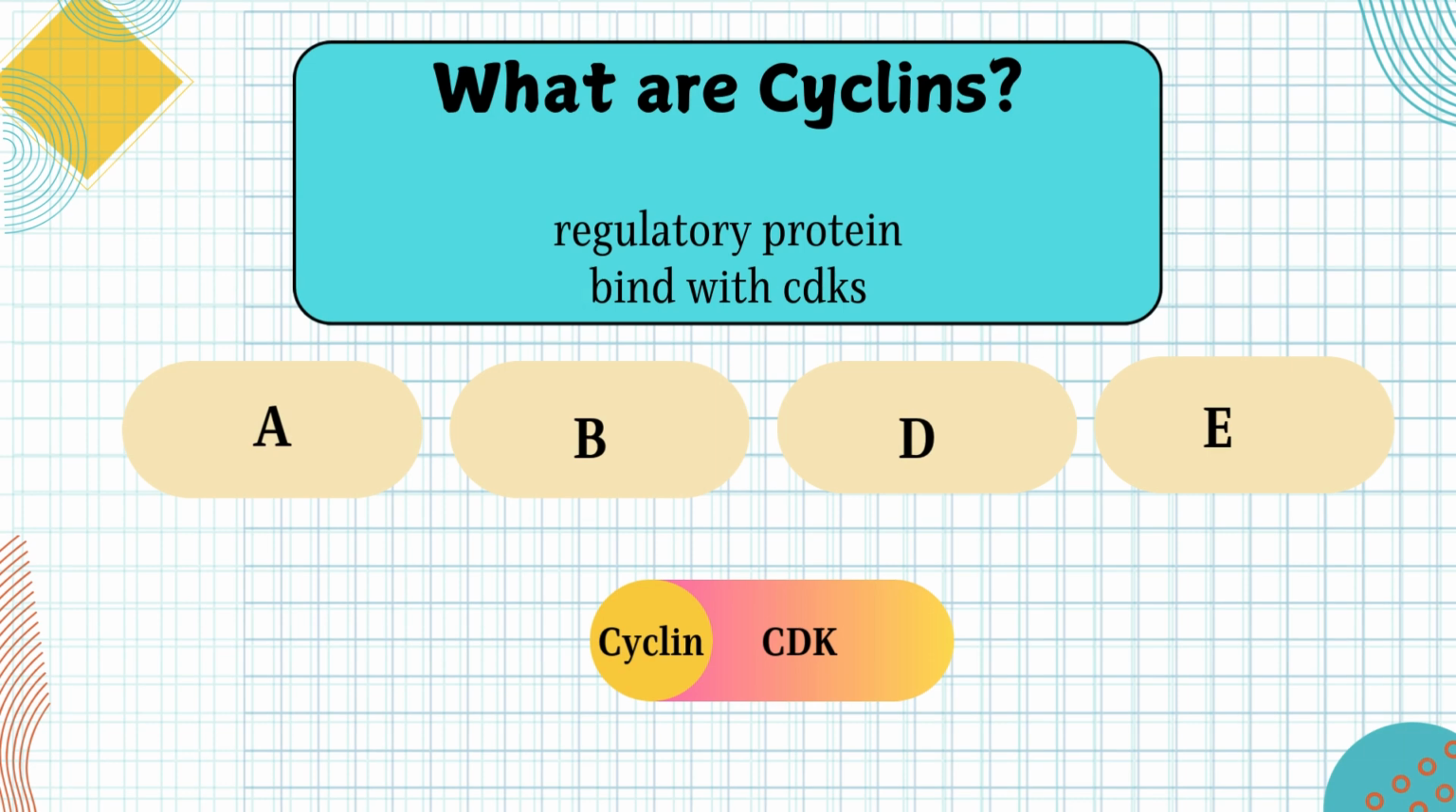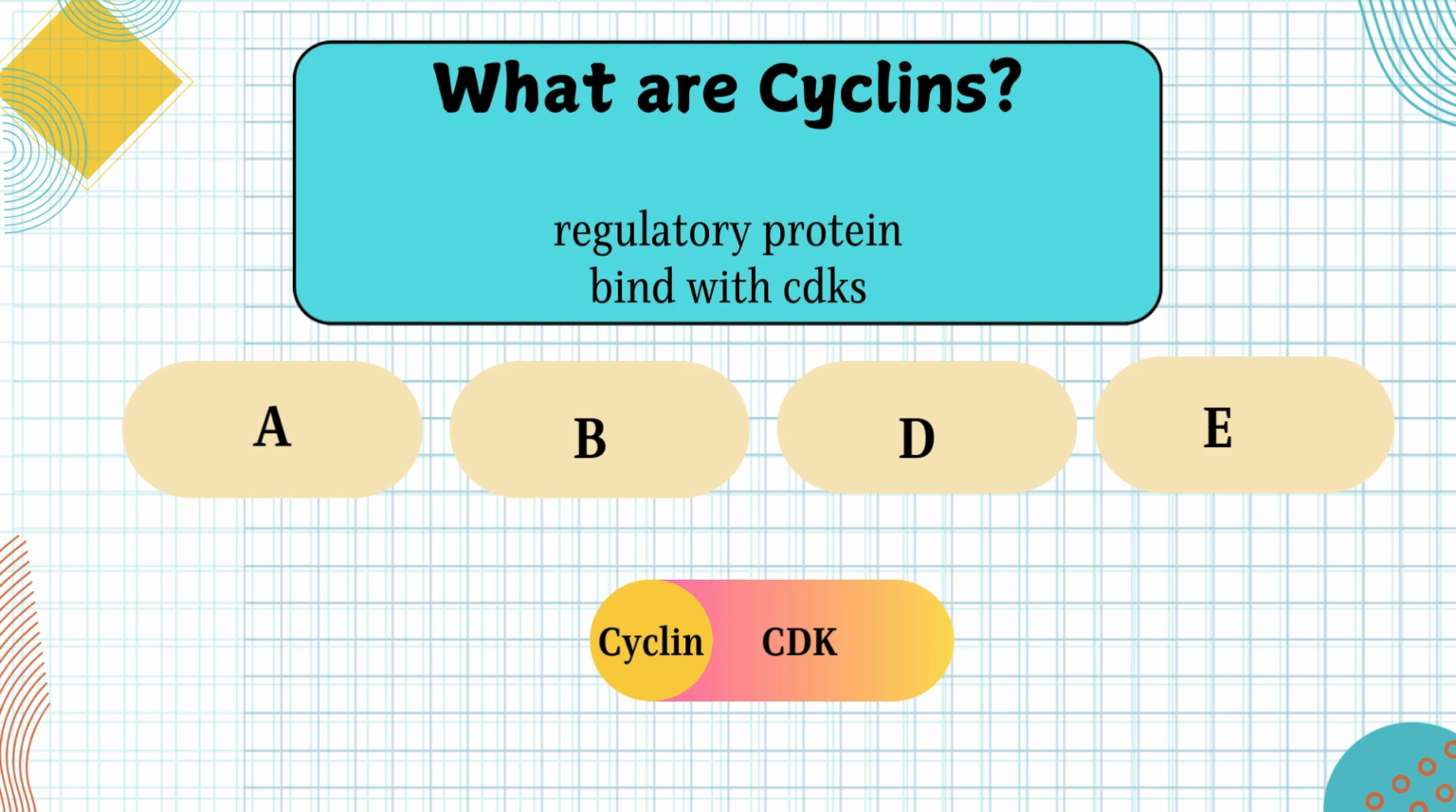Now you see in this complex we have CDK and we have cyclin. Now I'm going to tell you what cyclins are. Actually, cyclins are also very important. CDKs require binding to a cyclin, which is a regulatory protein, to become active. We have cyclins A, B, D, and E. So here cyclin can be A, B, D, or E cyclin.